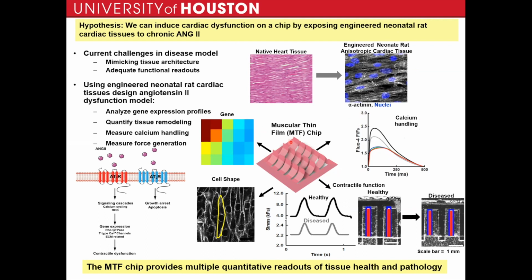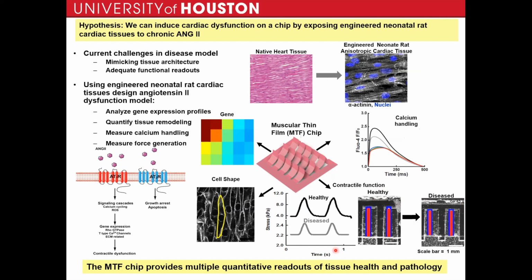And so to do that, we're looking at gene expression, we're looking at cell shape changes, we're looking at calcium changes, and then we're also looking at contractile function. And so just these videos here, you can appreciate there's differences, even if you're not able to quantify them, there's differences between the healthy and diseased tissue.